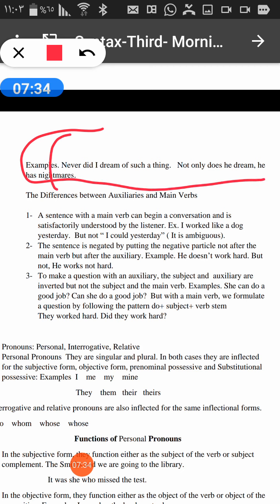Never did I dream of such a thing. Or not only does he dream, he has nightmares. So here did, you see that here it helps us, يساعدنا, to do the inversion, نقلب الجملة. يعني we put the auxiliary, الفعل المساعد, before the main verb.